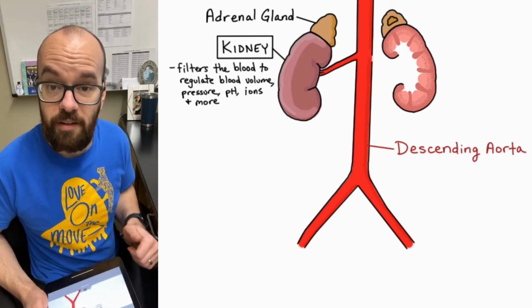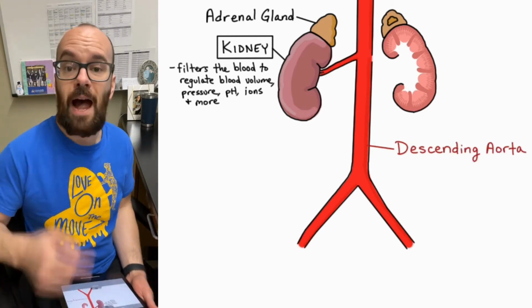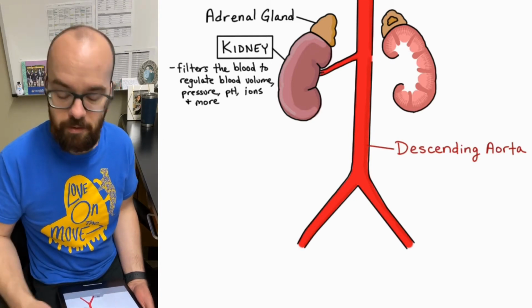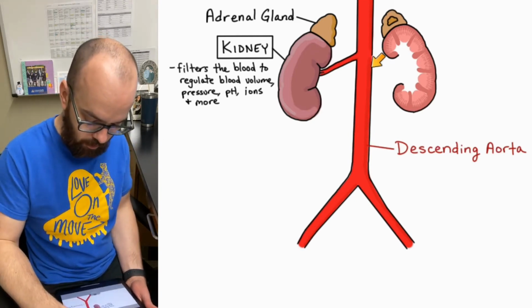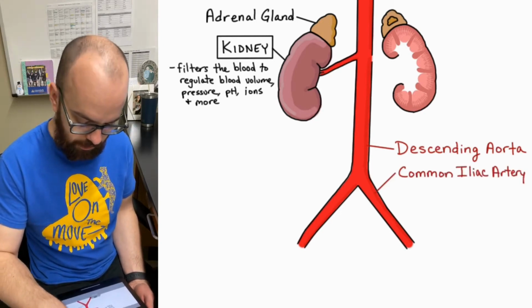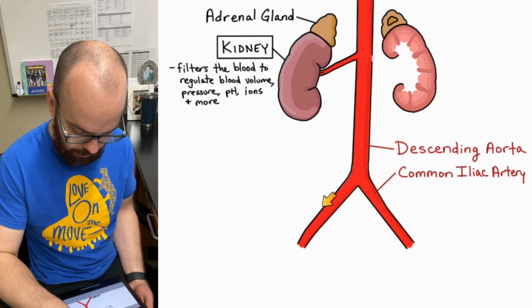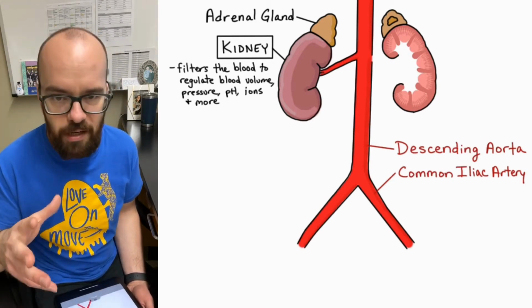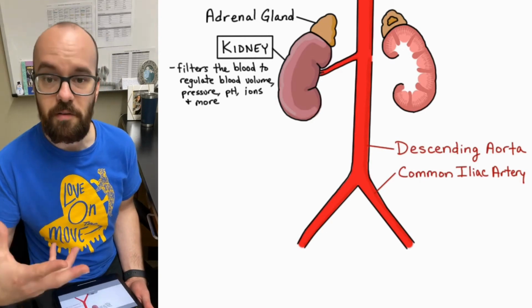First, I have labeled the descending aorta. That's going to come out of the heart and then come down, and it's going to pass right by the kidneys. So blood is going to be traveling down the descending aorta. And two more branches that I have drawn are called the common iliac arteries. So I've got the left and the right common iliac artery. Those are going to go down into the legs. And there's lots of other branches of arteries that I didn't draw on here just for simplicity's sake.